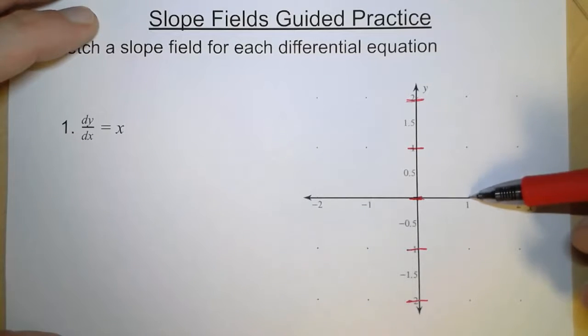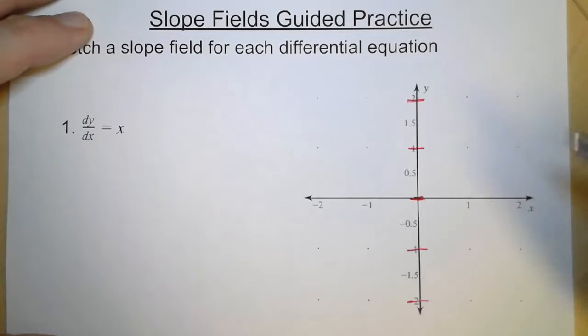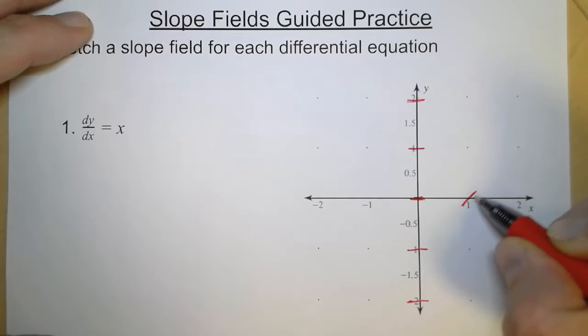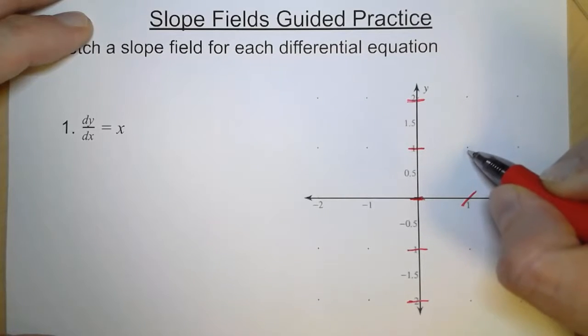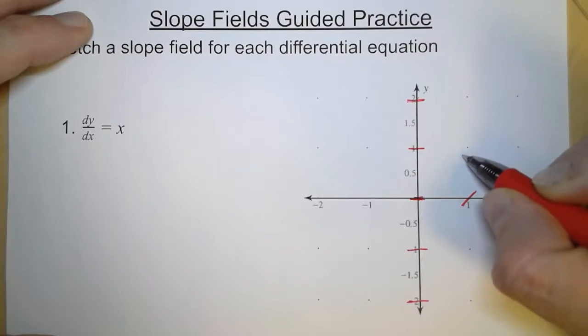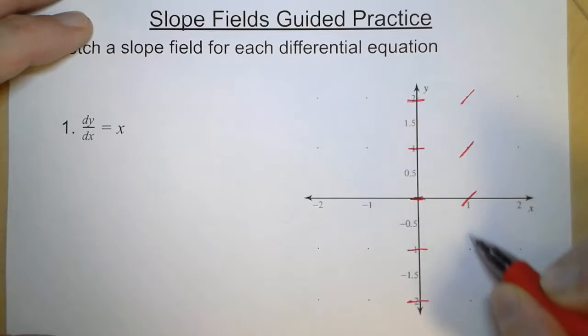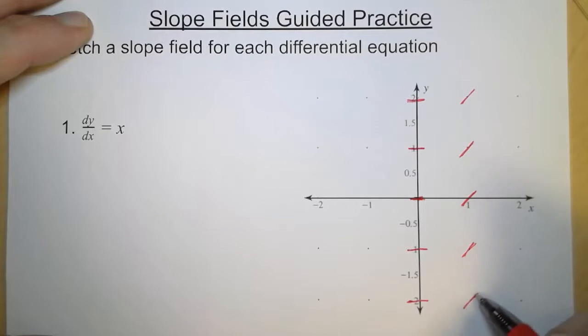Now, let's say I go over to 1, comma 0. Now my x value is 1, so that's going to be what my slope is. So I draw upwards like that. And this point, 1, 1, also has a slope of 1. So that's going to run parallel. And so all of these points right here are going to run parallel to that. They're all going to have a slope of 1.